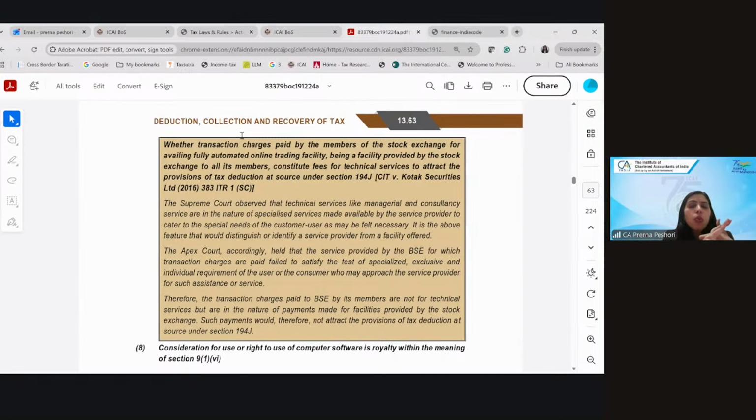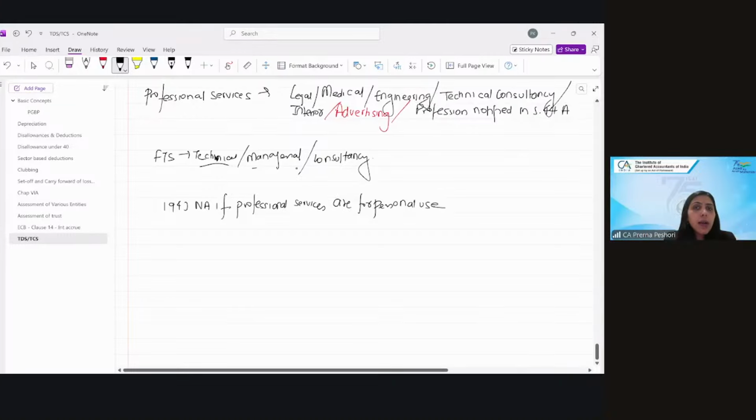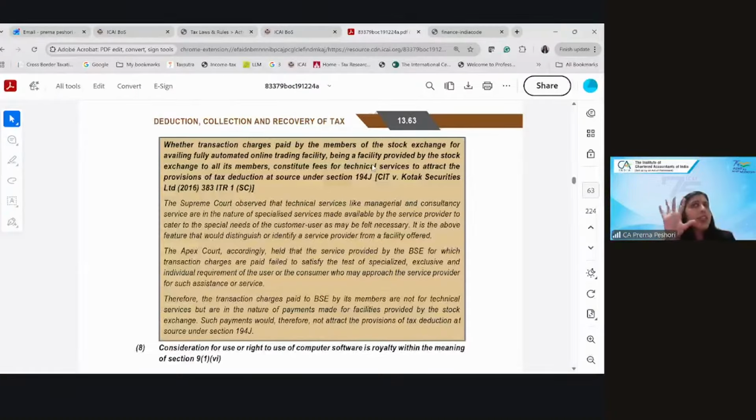The Supreme Court in the case of Kotak Securities had examined this. It observed that fees for technical services, as I wrote over here, includes technical, managerial and consultancy service. Now, what do we mean by technical? We understand what is managerial: charges which are paid to manage the business, administration charges, all of that. Consultancy is when you do the consultancy. What is technical?